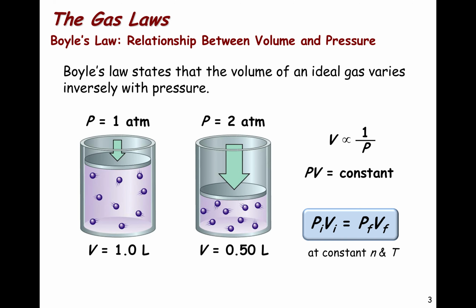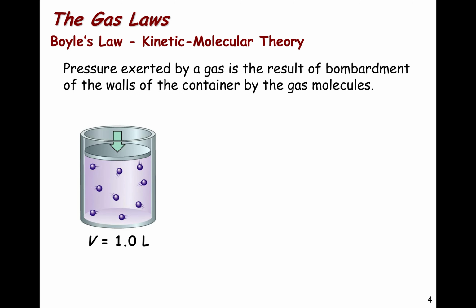We can understand Boyle's law, which is the relationship of pressure and volume, based upon the kinetic molecular theory. It turns out that the pressure of a gas within a container is related to the number of collisions that occur with the inside surface of the container. So you see here the piston container where the volume is 1 liter with some number of gas molecules inside of the container. In this situation, the number of collisions with the piston is relatively small.